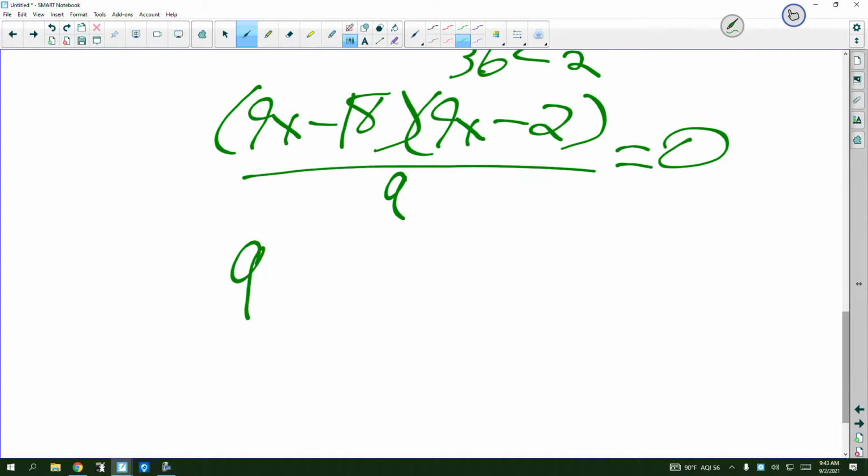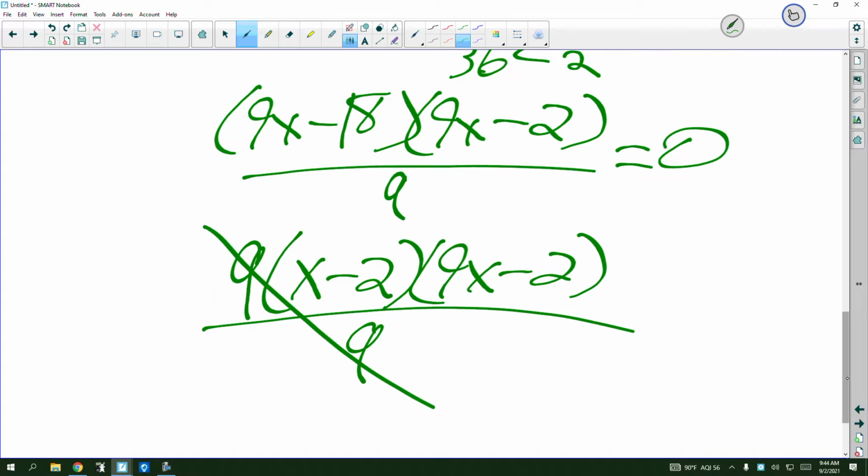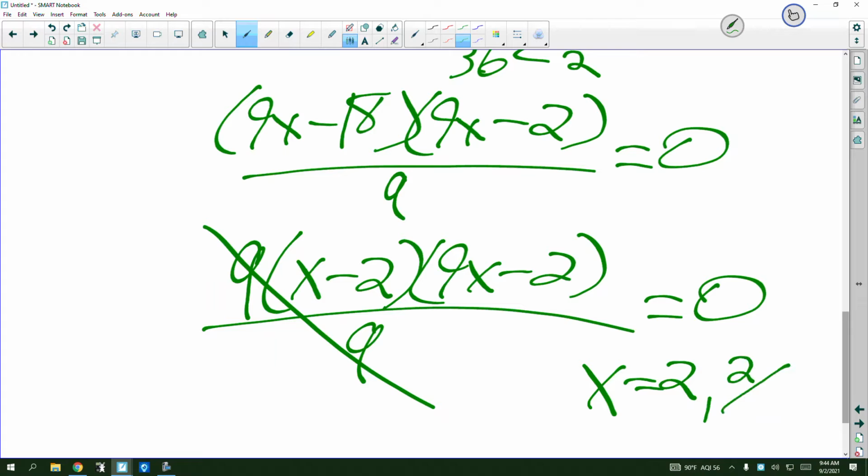Factor out a 9. Oh my goodness. And now we have to check. Okay, and through the magic of me already checking my work, 2 doesn't work.